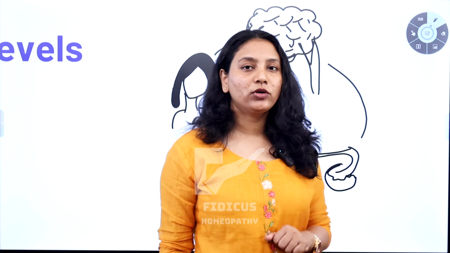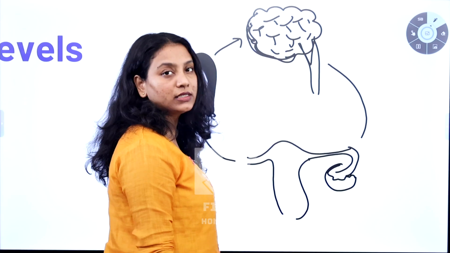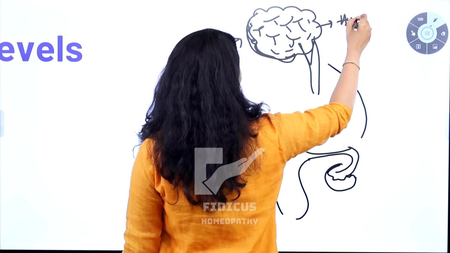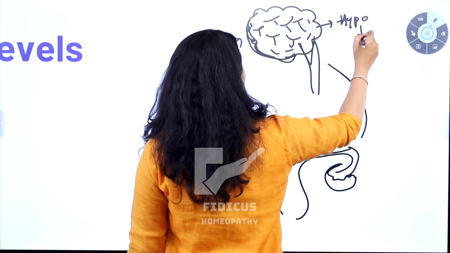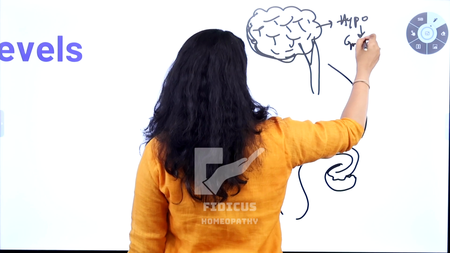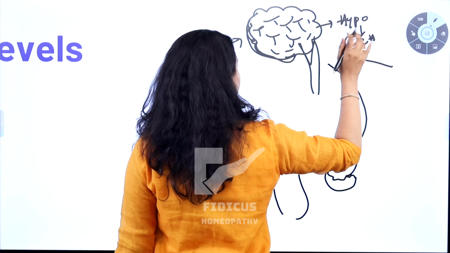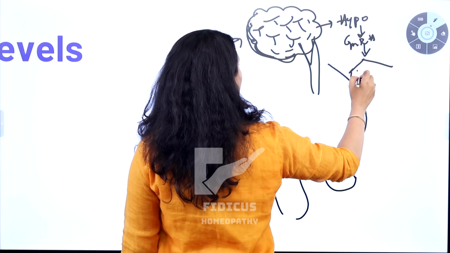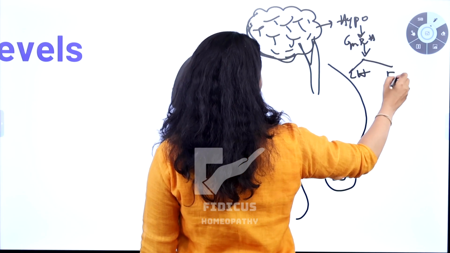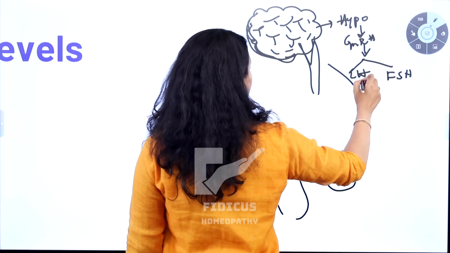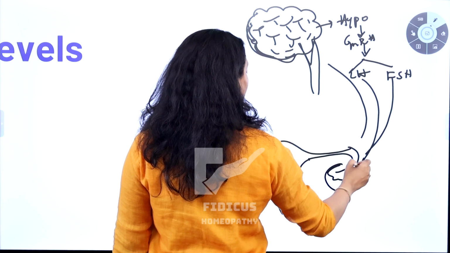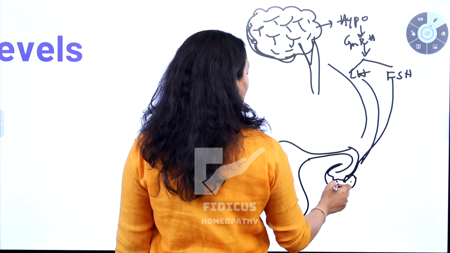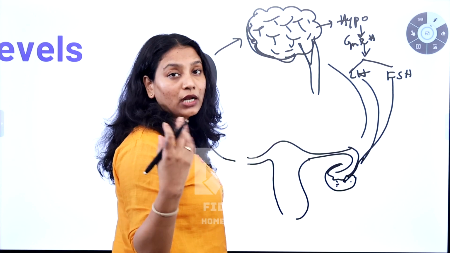Now let us see the pathology. If you see here, this is the brain. In the brain we have the hypothalamus, right? The hypothalamus is supposed to release GnRH, which is responsible for triggering the pituitary gland to release LH, luteinizing hormone, and FSH. This LH and FSH will trigger some follicles in the ovaries, and some follicles will start to mature.